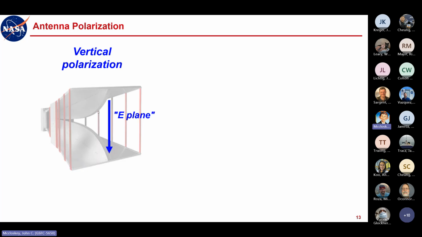And the direction that's in line with the two conductive elements is called the E plane, and then the orthogonal to that is what's called the H plane. So you'll see those terms in antenna data sheets, and we'll look at antenna patterns and things like that. That's what that means.